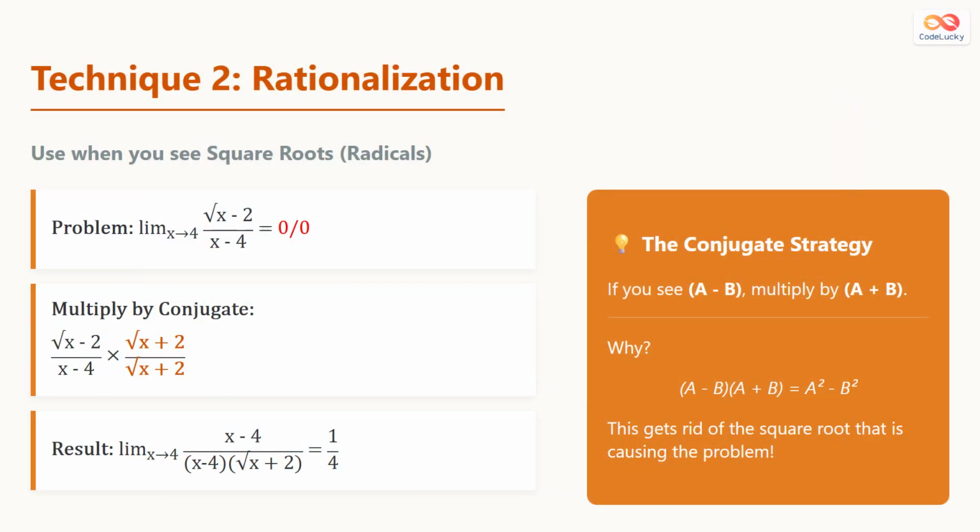Our second technique is rationalization. You use this when you see square roots. Here, plugging in 4 gives us 0 over 0. The strategy is to multiply the top and bottom by the conjugate. The conjugate of square root of x minus 2 is square root of x plus 2. When we multiply these, the square roots disappear from the numerator, allowing us to cancel the problem terms and solve the limit.